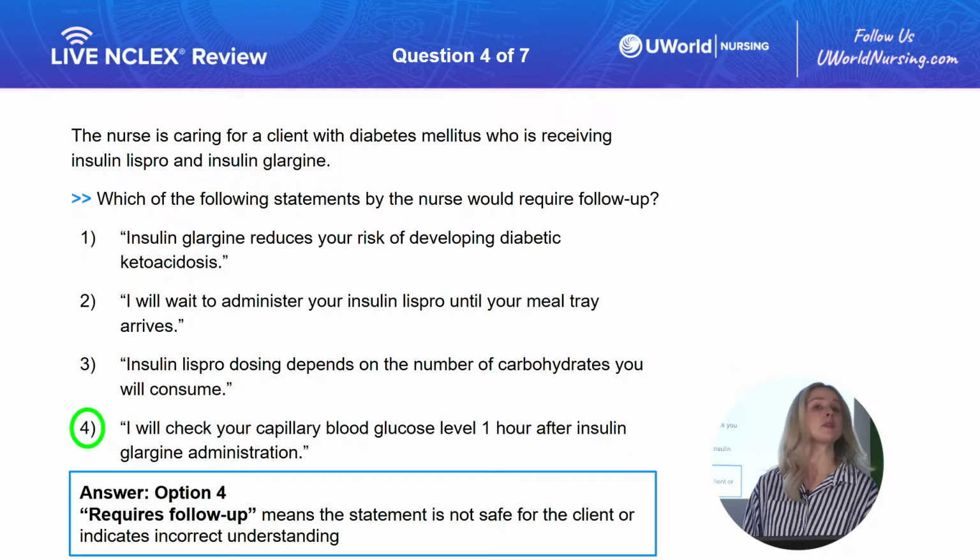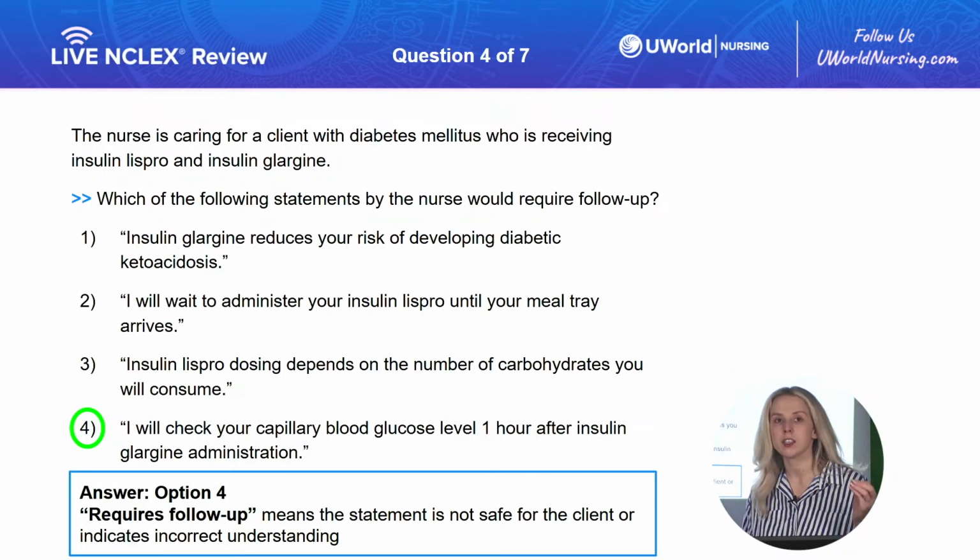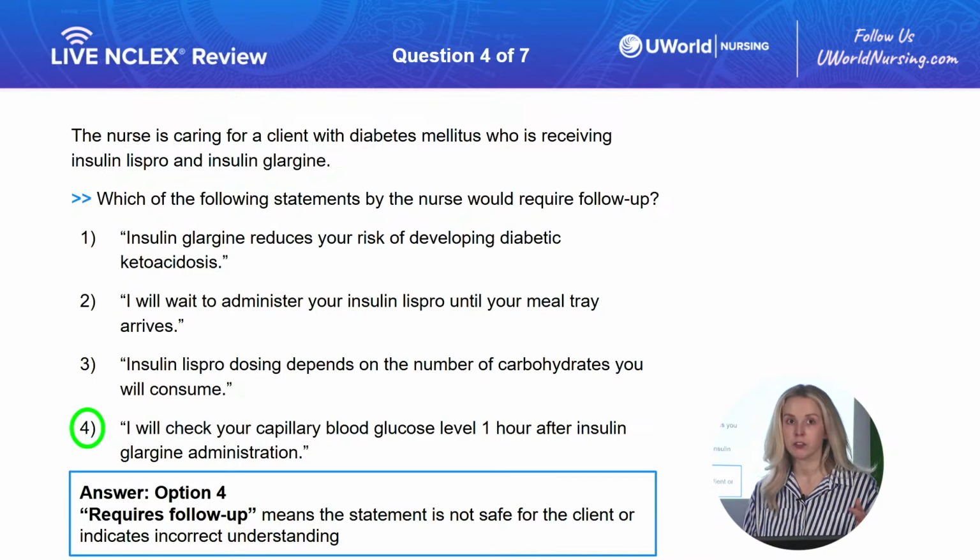Maybe you guys have some different ways that work for you, but insulin glargine is going to be a long-acting insulin. It's going to help prevent hyperglycemia for 24 hours. So in this case, if we're checking that blood glucose just 1 hour after we're giving it, there's no pronounced peak onset here, so it most likely has not even taken effect yet. 1 hour is too early for us to get any pertinent information from this finger prick. So in this case, this would require follow-up because it's an incorrect statement. Options 1, 2, and 3 are correct statements, therefore they don't require follow-up.